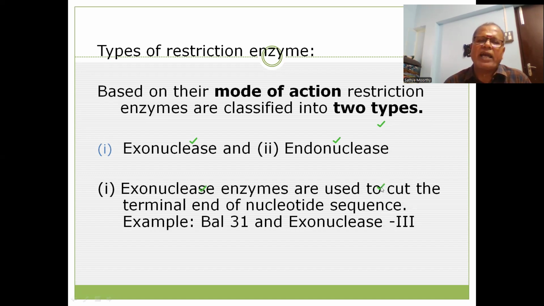Exonucleases are used to cut the terminal end of the nucleotide sequence. They have the ability to cut the terminal end of the DNA, because DNA is a polynucleotide. A nucleotide, the nanoparticle of life, the nanoparticle of DNA and RNA, is chemically composed of nitrogenous base, sugar, and the phosphate. So exonucleases have the ability to cut the terminal end of the nucleotide sequence. Examples for exonuclease are Bal31 and exonuclease 3. Like that, endonucleases are also secreted by the bacterial species.